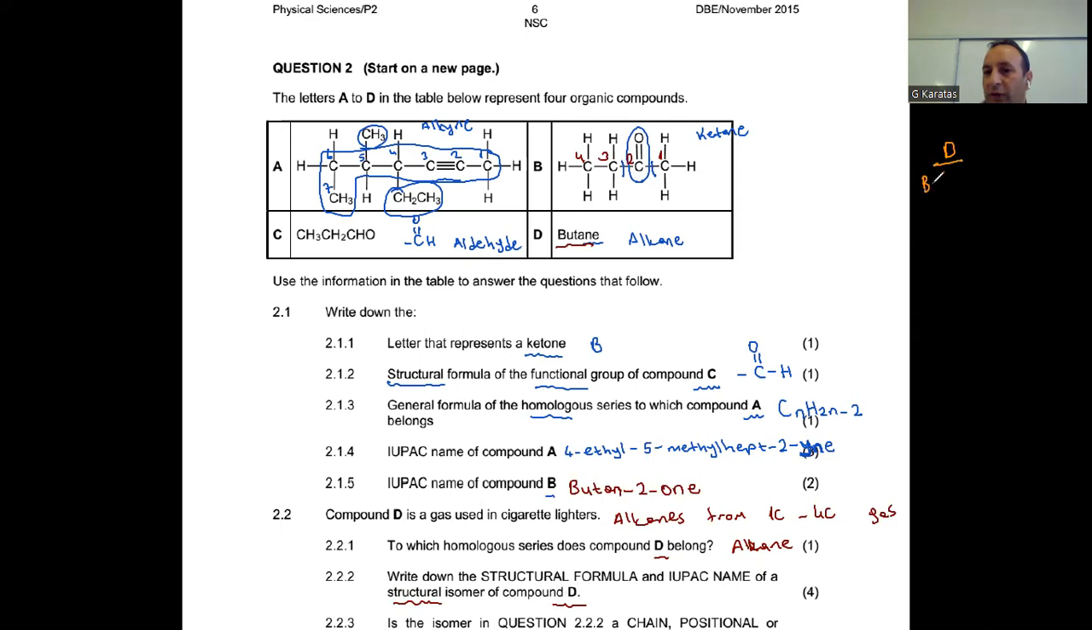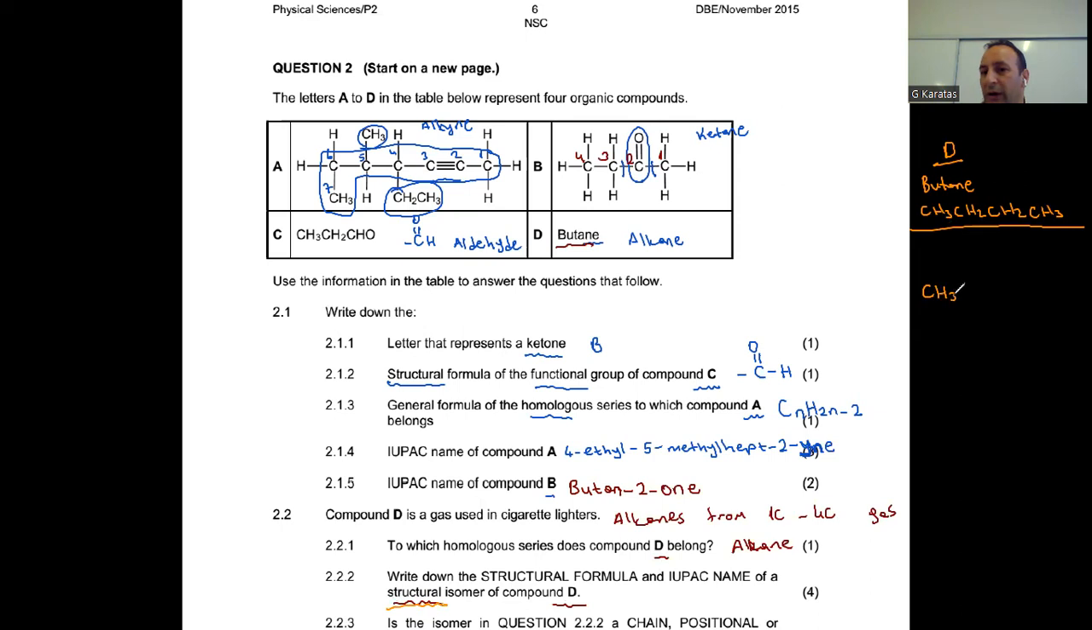Butane, right? Butane is CH3, CH2, CH2, CH3. A straight chain 4-carbon alkane. This is butane. Now we are trying to get a structural isomer. From this straight chain, I can make a branched chain, and that will be my structural isomer.